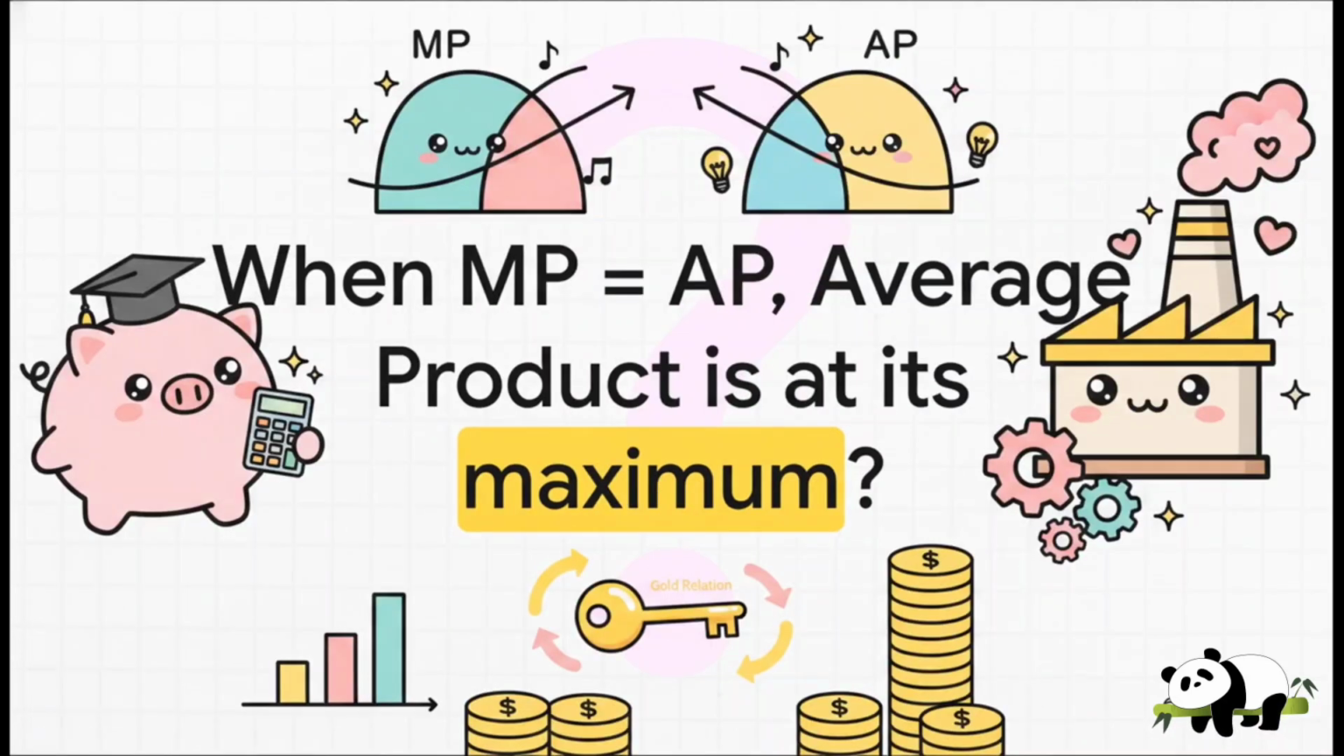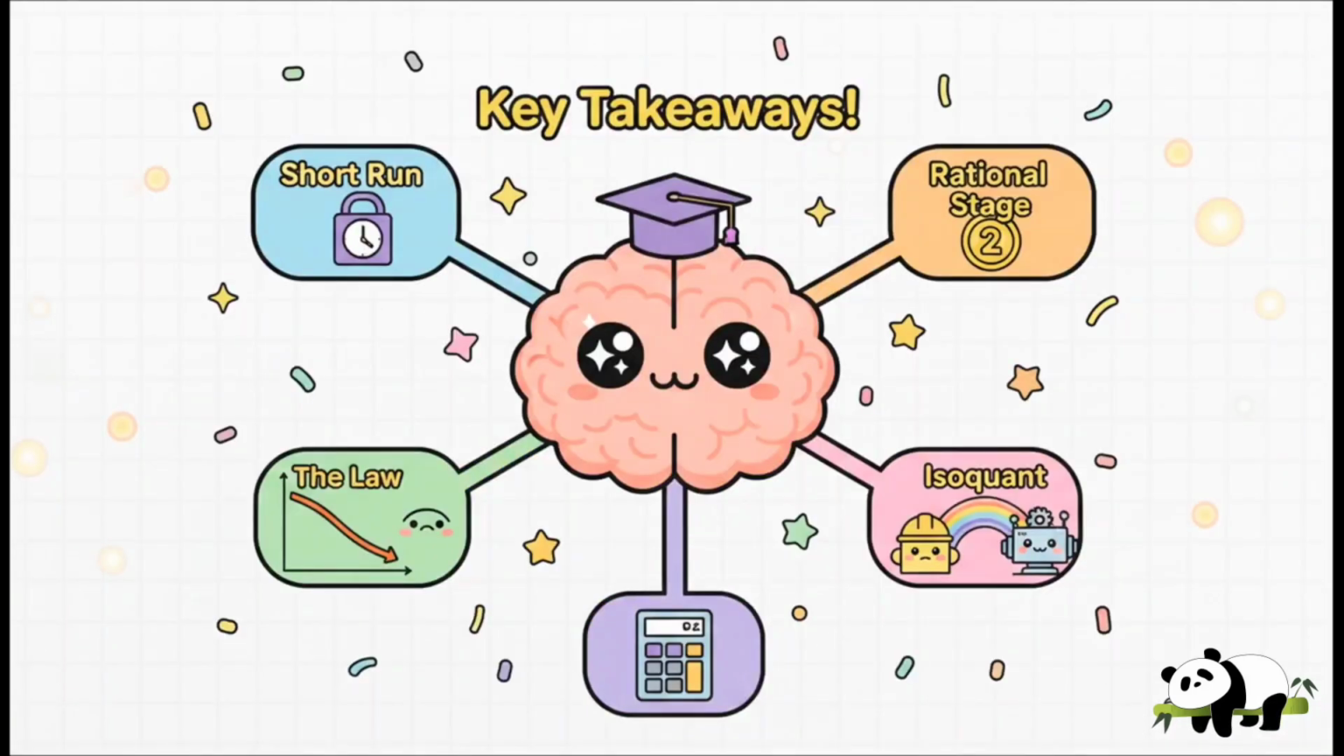Okay, question number 2. When marginal product is equal to average product, what's happening with average product? Is it going up, down, or is it at its peak? What did our gold relation tell us? That's right, the answer is C. It's at its maximum. All right, let's do one final super fast review.